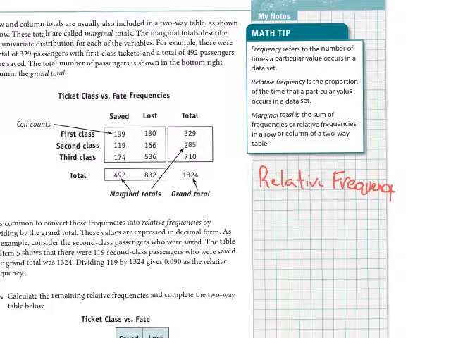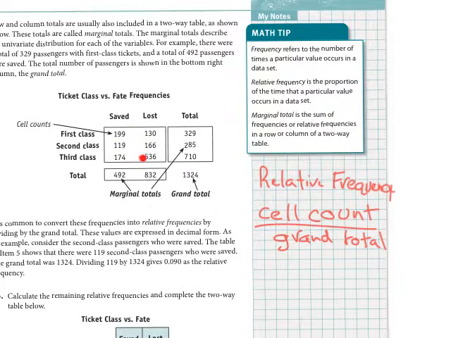Okay. So relative frequency is, what's the best way to put this? A cell count divided by the grand total. Okay, a cell count divided by the grand total. So the cell counts are all of these individual pieces in here. When we say cell counts, we don't look at the totals that are in either the bottom row or the last column. So relative frequency is cell count divided by the grand total.